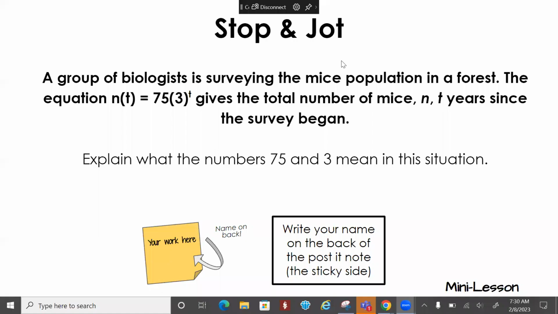Okay, so it says a group of biologists is surveying the mice population in a forest. Here's the equation. It gives the total number of mice in t years since the survey began. So what does the number 75 represent? I heard it. Initial population of the mice, right? And then what does the 3 represent?